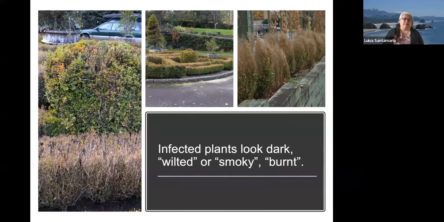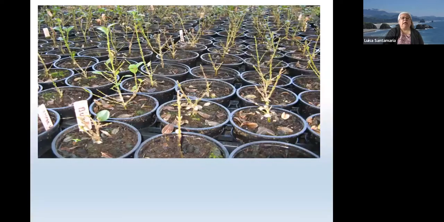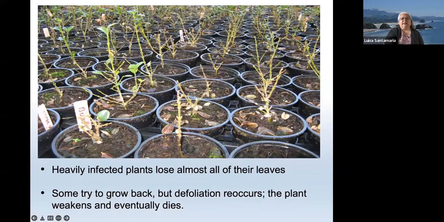So these are several pictures showing these advanced symptoms of boxwood blight. Here, these are heavily infected plants that lose almost all their leaves. Sometimes, and I have heard that plants try to recover, but going back to the original stage is going to be hard, and if they don't have enough leaves, it's going to be hard for the plants to recover. So they stay weak, and then definitely at the end they die.